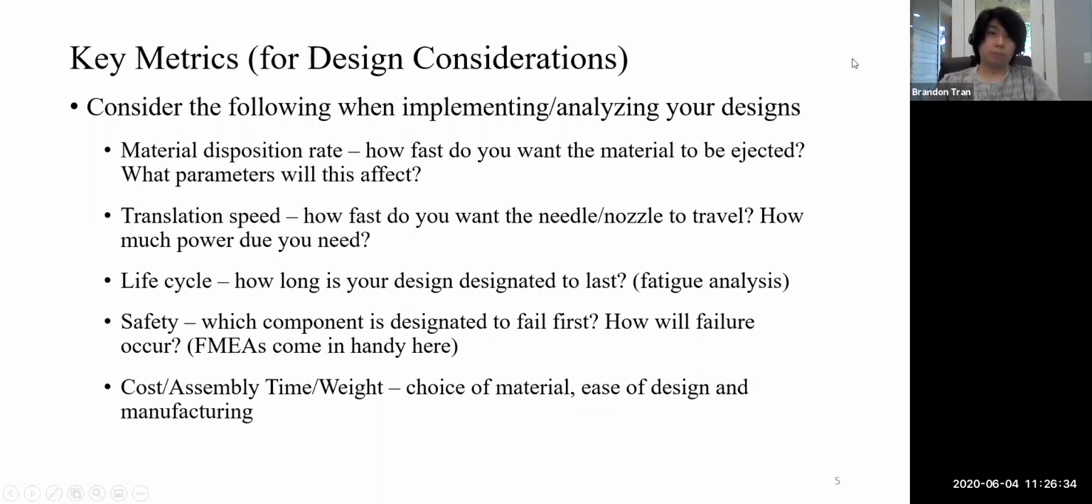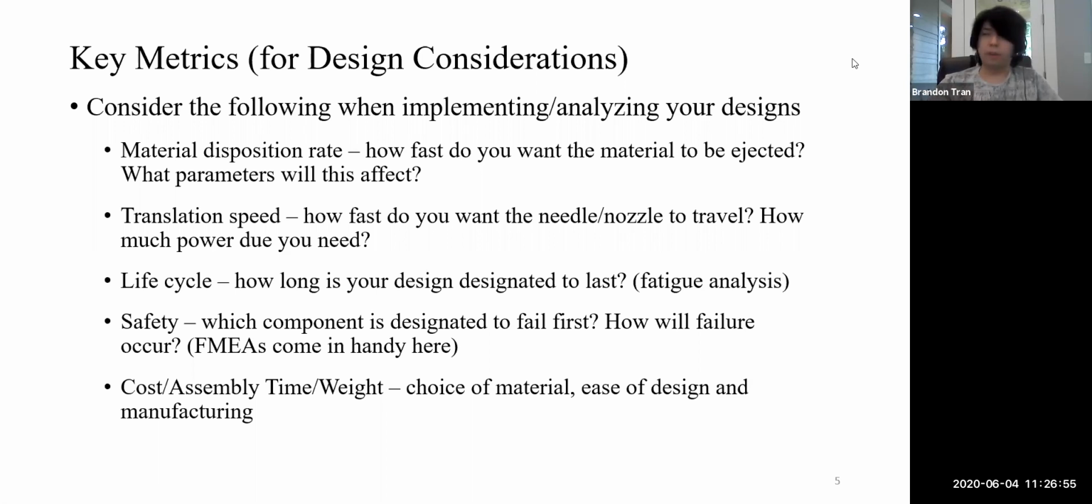Basically, how fast do you want this thing to print? That's dependent on how much pressure you put into whatever your ejection system is. What will this affect? Like I've showed you earlier, it will potentially affect your fineness. And of course, you guys will have to do the lit review to see what other things it affects. So I won't spoil it too much.